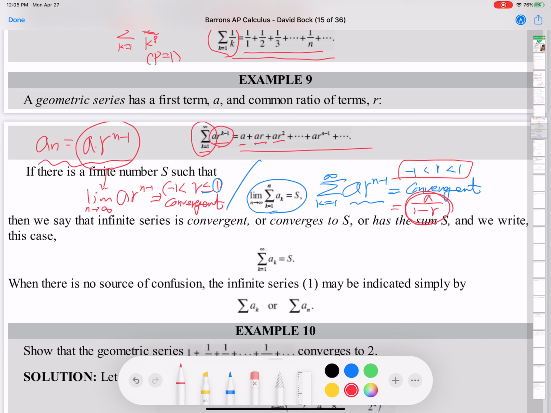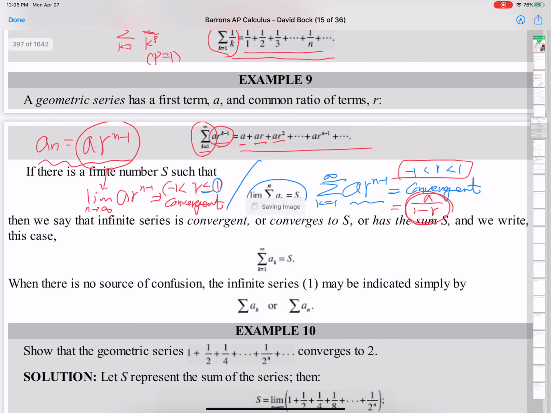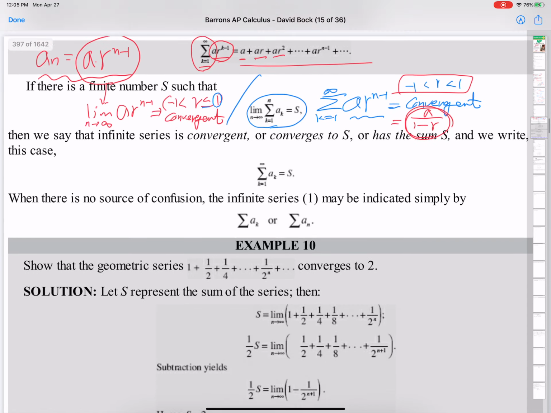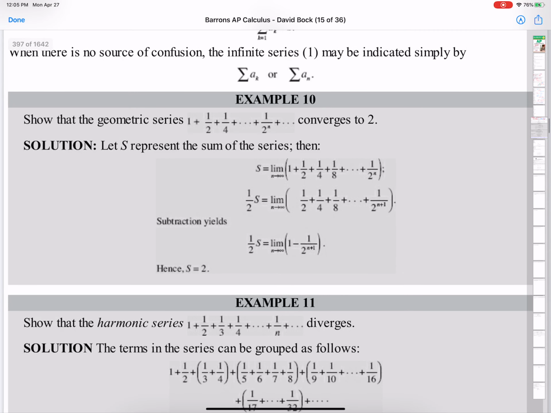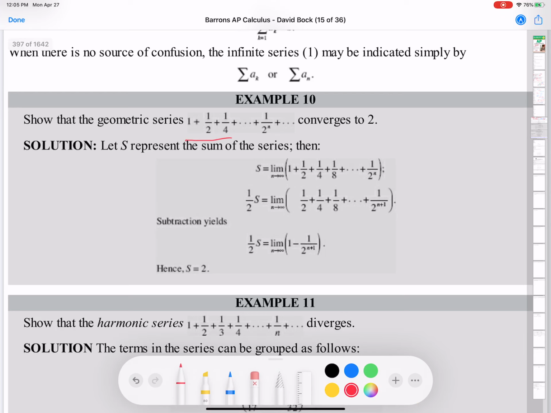Let's solve some more problems about that. It is an important part. So example 10. It is a geometric series. 1 plus 1 half plus 1 fourth. What is the first term? It is 1. What is r? r is the number you keep multiplying to get the next number, right? So 1 times 1 half, and 1 half times 1 half makes 1 fourth. That means the common ratio r is 1 half.